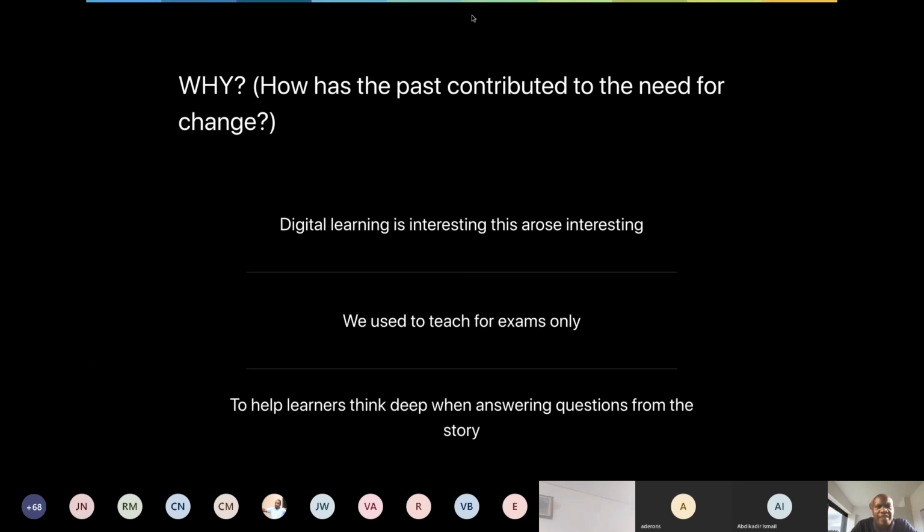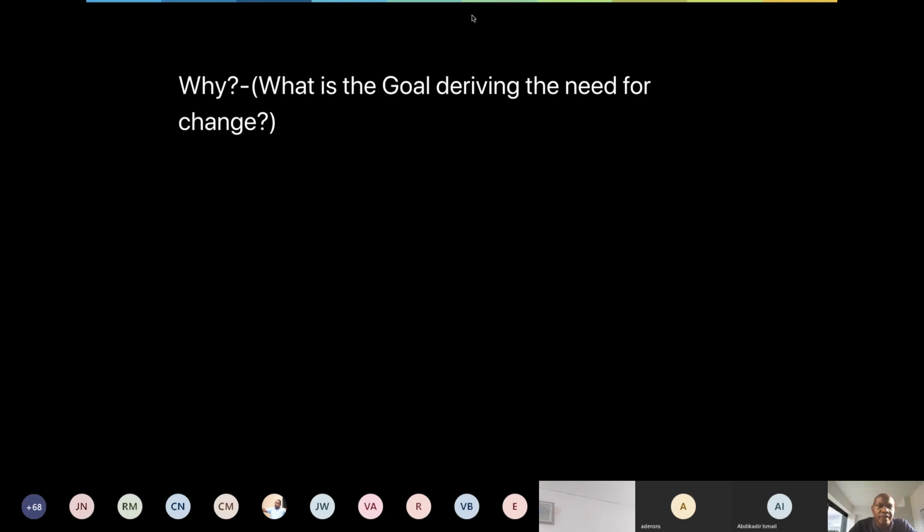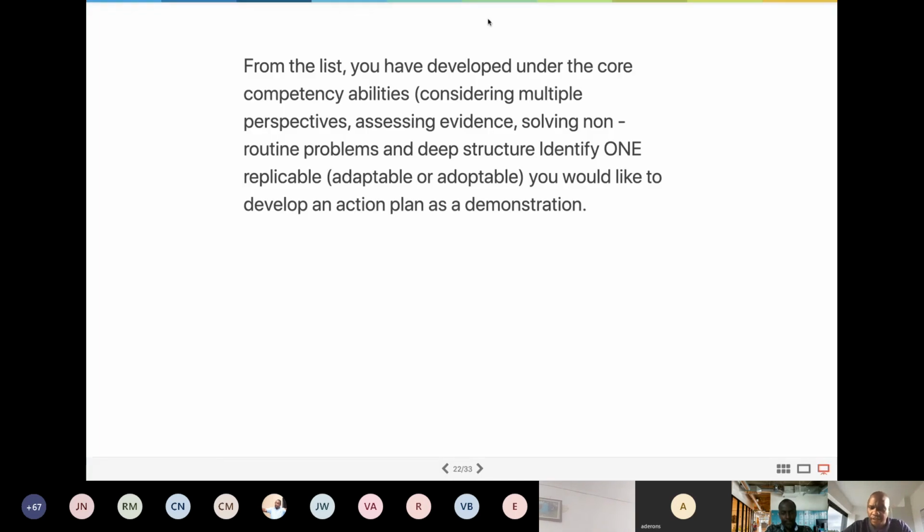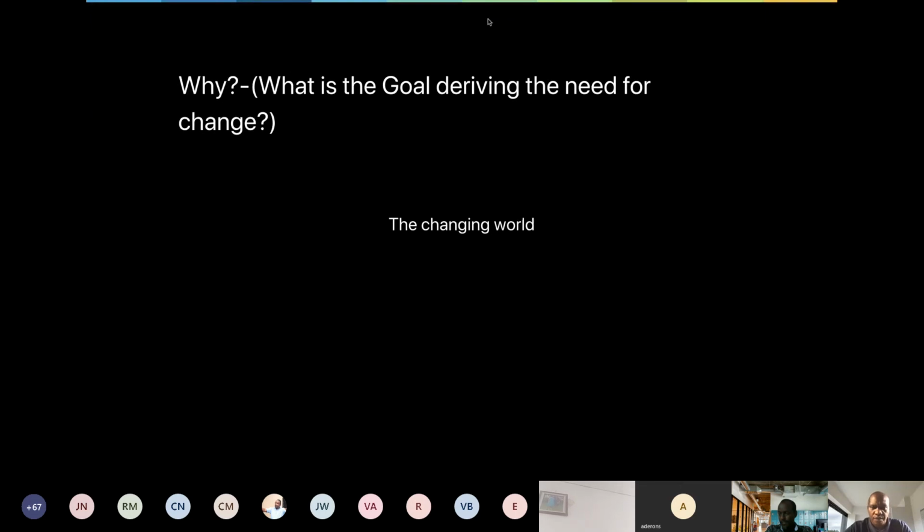The next thing we want to ask ourselves is, what is the goal driving the need for change? What is it that I want to achieve? We had a learning outcome. We have the reason why, what is happening now. Now we are asking, what is the goal driving the need for change? Can we have some coming up? The changing world. Okay, sorry. We have the changing world. Thank you very much.